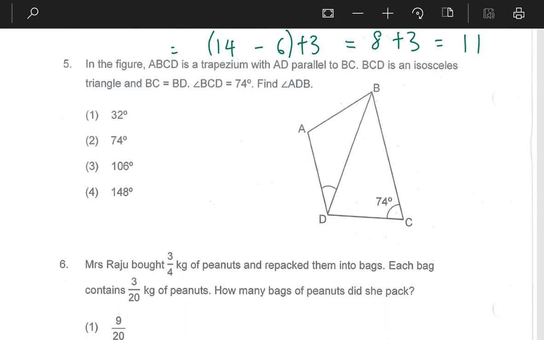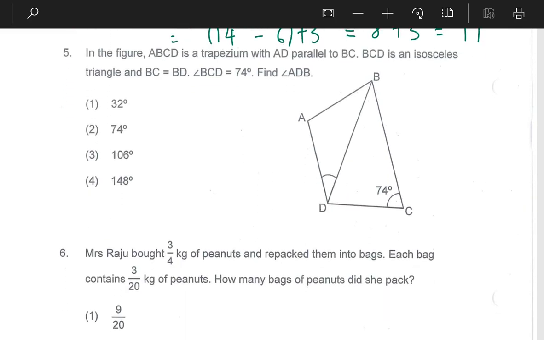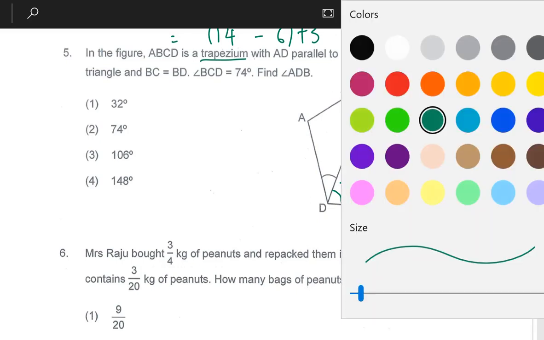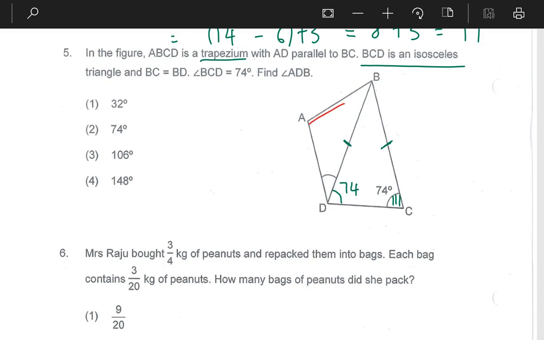Now question number 5. You have a trapezium, and somehow they told you in the story, without telling you from the picture, that BCD is an isosceles triangle. So I have BCD here, and I'm going to mark out the points that say it's an isosceles triangle. Now if this is 74, it also tells you this is 74. Now given that it's a trapezium, let's find out where the trapezium is. If I have a trapezium, I'm going to use a color to denote where the trapezium is.